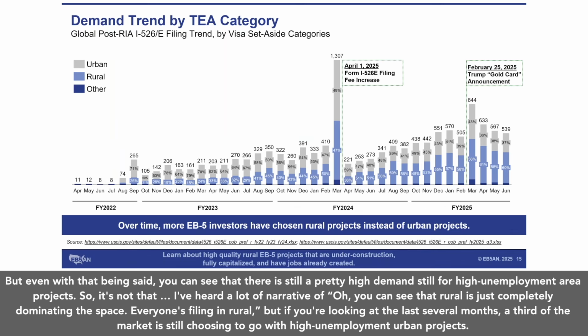But even with that being said, you can see that there is still a pretty high demand for high unemployment area projects. I've heard a lot of narrative of, oh, rural is just completely dominating the space. Everyone's filing in rural. But if you're looking at the last several months, a third of the market is still choosing to go with high unemployment urban projects.